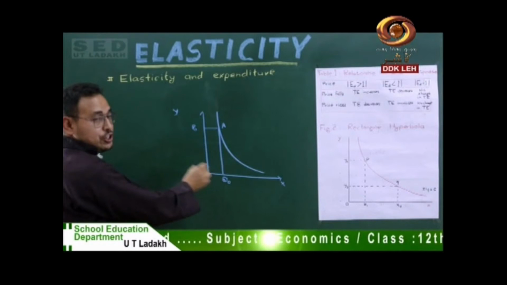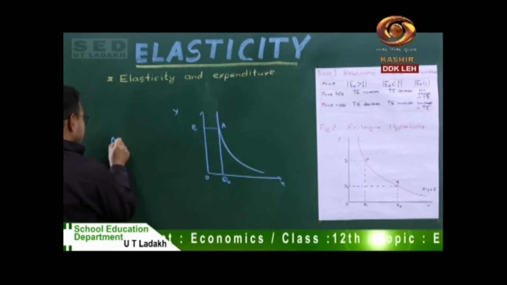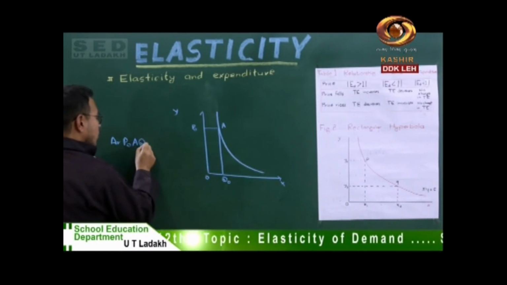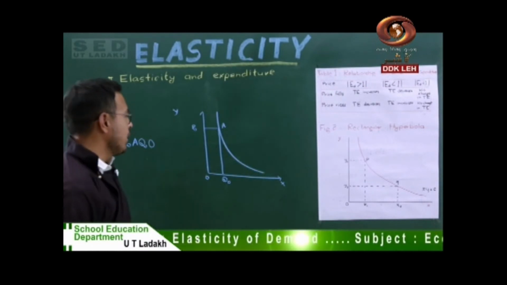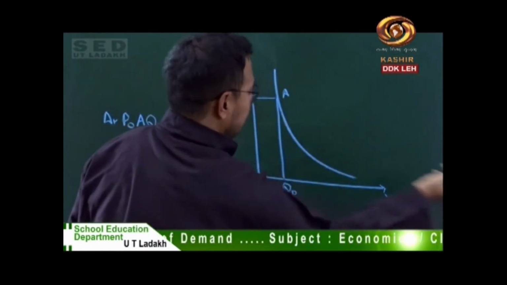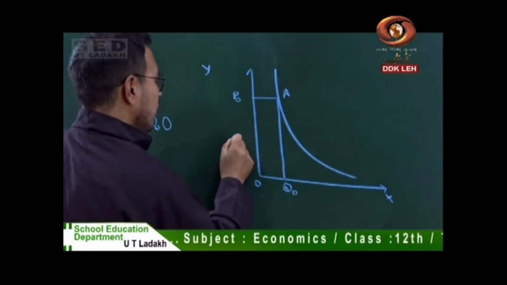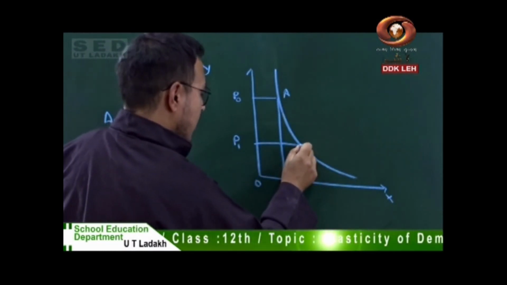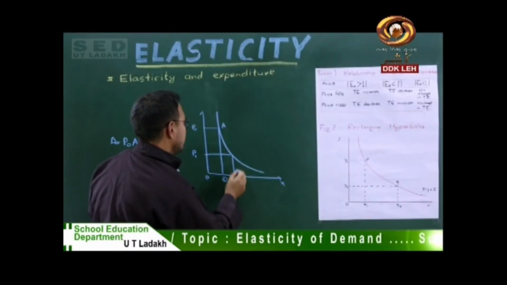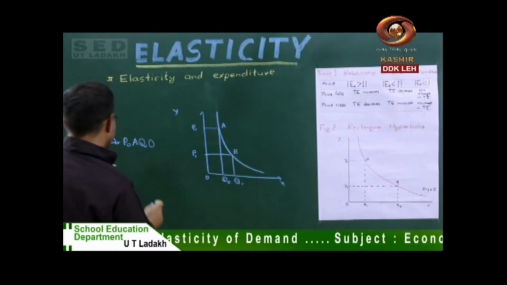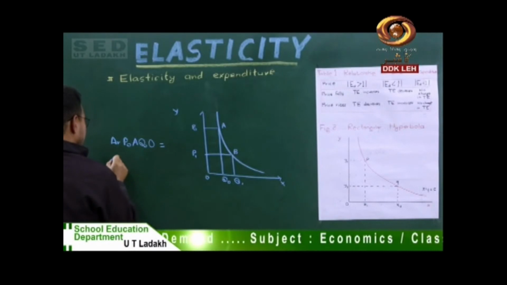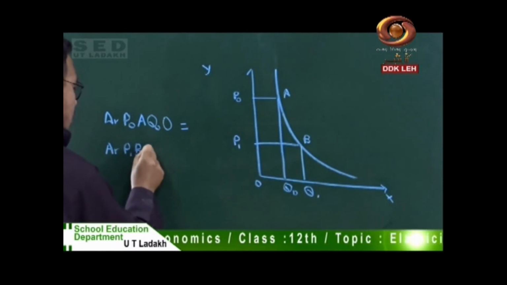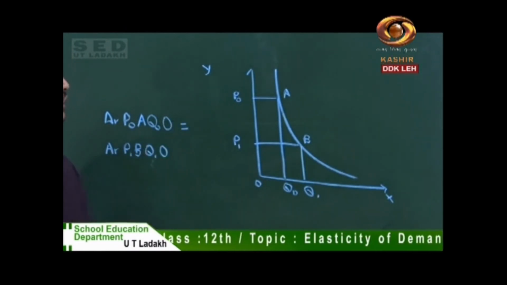And this is your initial total expenditure, this total area, area P naught, A, Q naught, and O. O represents your origin. And now there is a fall in price. Here it is Y2, or simply I can put P1. And we have Q1. Then it will have equal area, or you can say area P1, B, Q1, O, the two will be equal.